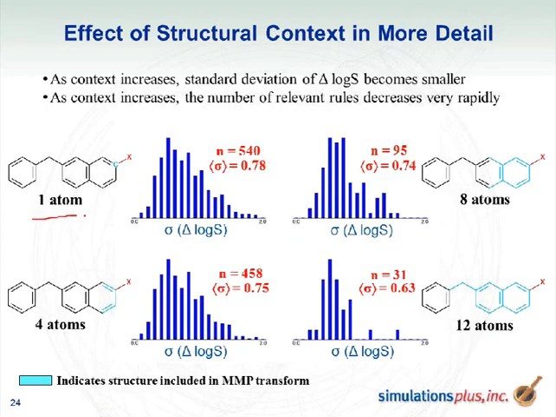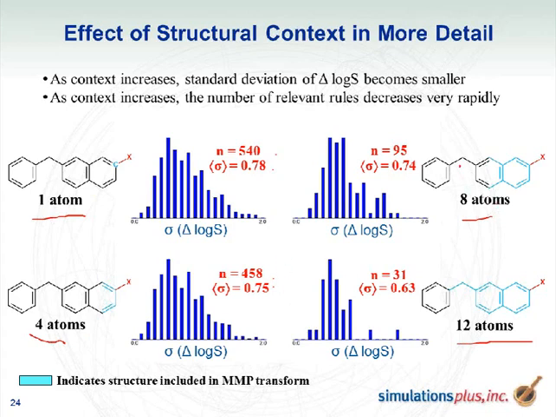This slide just illustrates going from 1 atom in the context to 4 atoms, 8, and 12 atoms overall. So here you see the distribution. We also have the number of atoms and the standard deviation of this curve. And so going from 1 atom to 4 atoms, you haven't reduced it largely, and you've only reduced the standard deviation by a little bit.